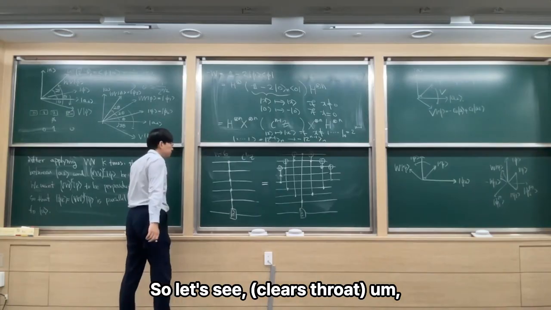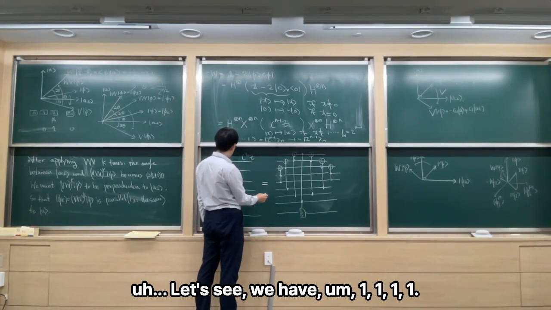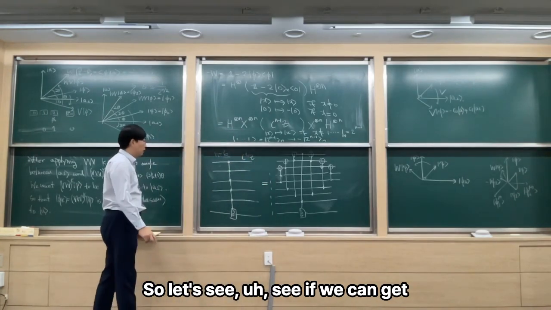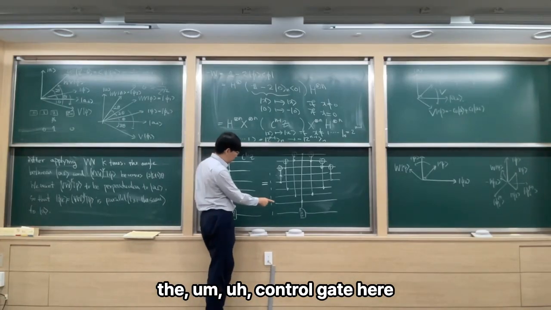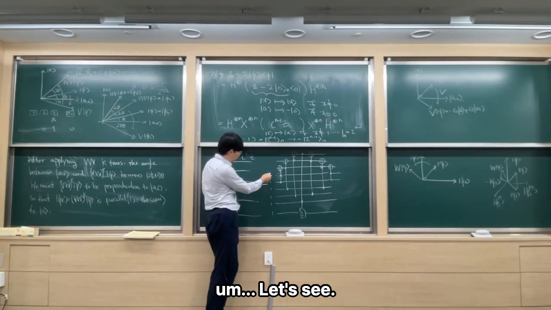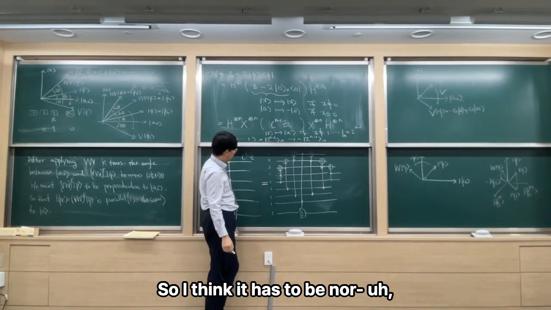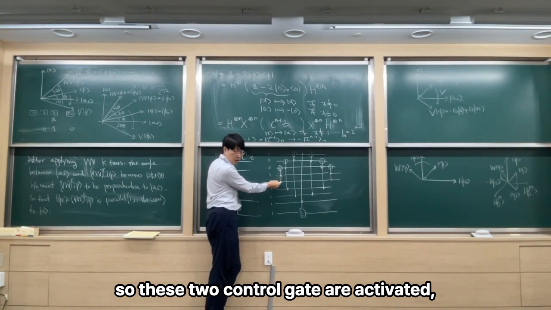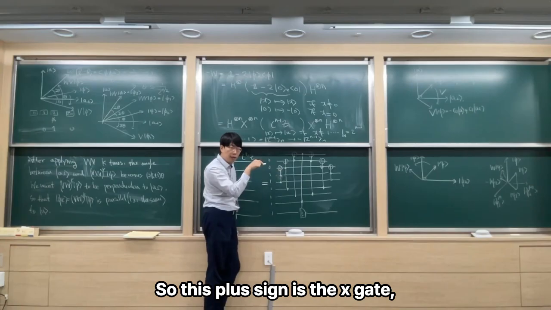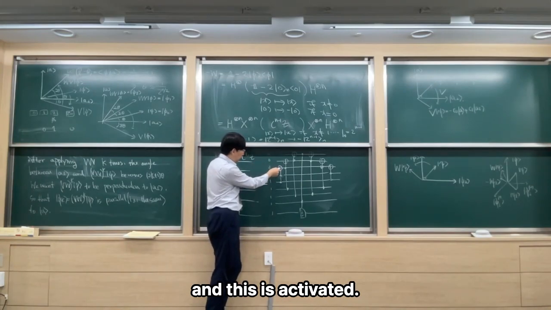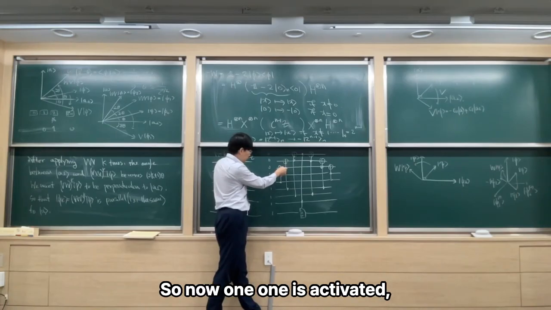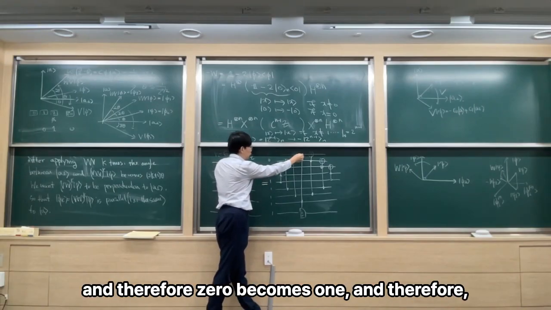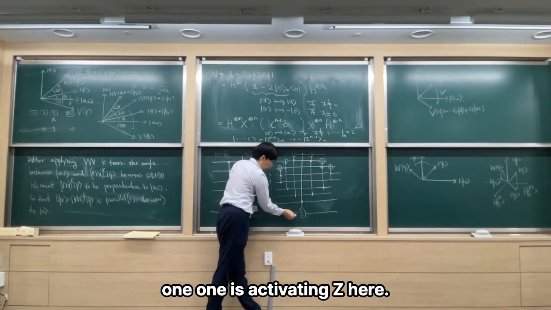So let's see what happens when you have 1, 1, 1, 1, 1, 1. Let's see if we can get the minus sign here. I think the auxiliary qubits have to be initialized to 0. Since we have 1, 1 here, these 2 controls are activated. This plus sign is the X gate, another notation for the X gate. And this is activated, so ket 0 becomes ket 1 here. Now 1, 1 is activated, so this one turns to 1. And 1, 1 is activating this, and therefore 0 becomes 1. And therefore 1, 1 is activating Z here. Okay?